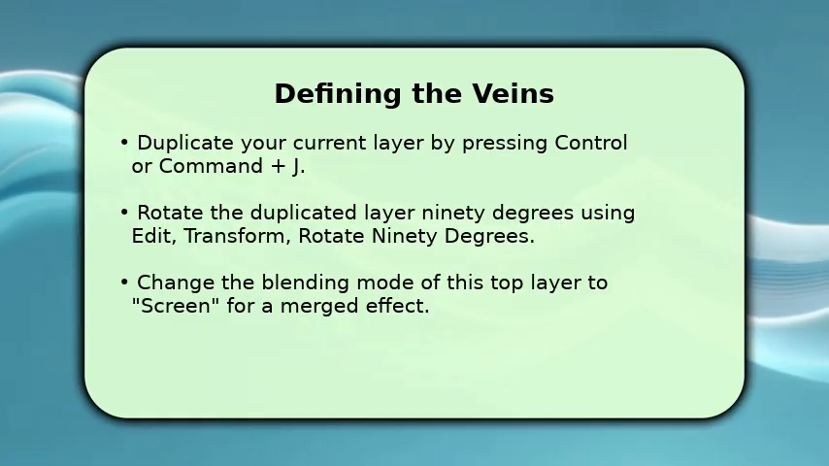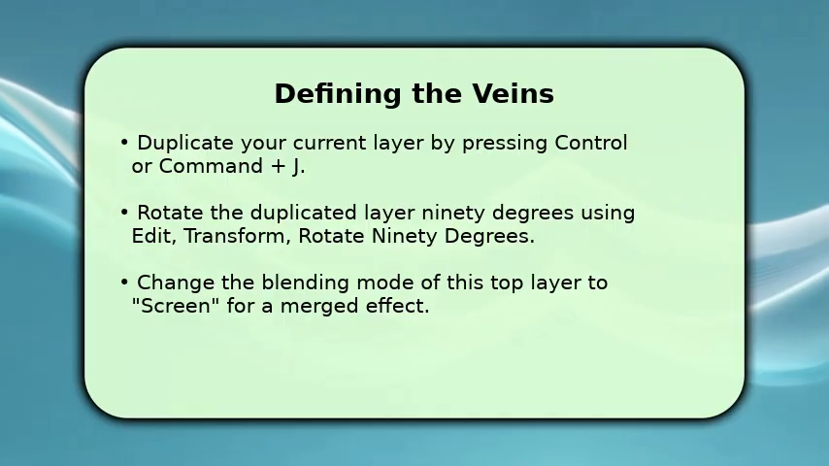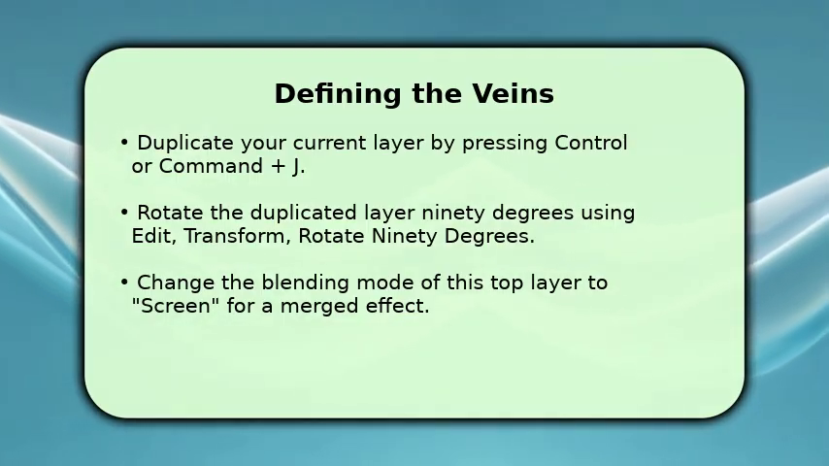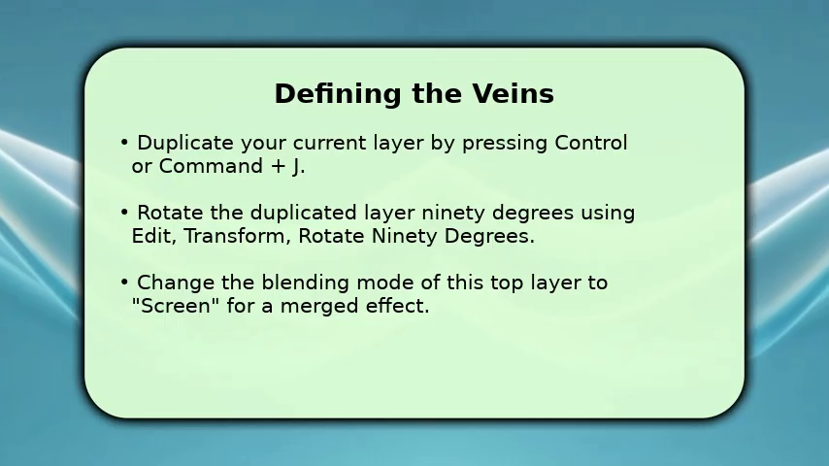For truly organic veins, open the Liquify filter. Using the Forward Warp tool with a large brush size, around 1000 pixels, gently push and pull the patterns to form natural, flowing marble lines.